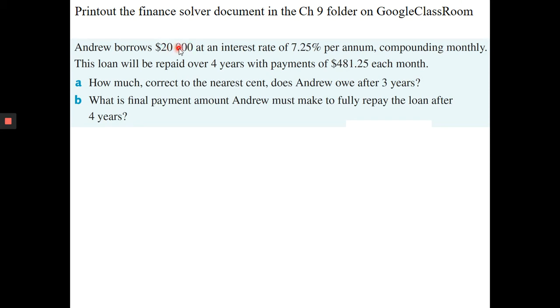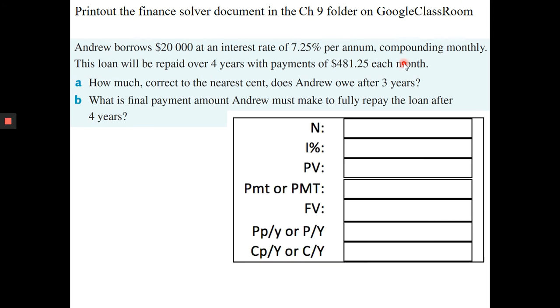You've got one thing there, two things there. Monthly, that's another thing, 3. Loan paid over 4 years, that's 4. We've got a payment, 5. So you've got 5 things there. So once it gets up to about 4 or 5 or 6 things, you're probably thinking I should be using the finance solver. So there's your finance solver.